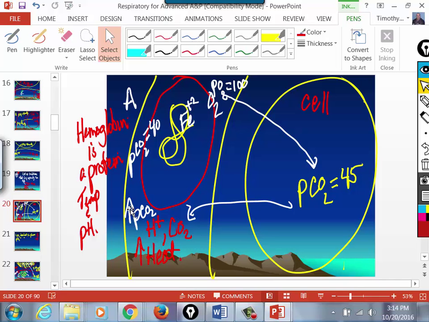Where do you find high PCO2, low pH, elevated temperature, and low PO2? You find it at the cell and the systemic capillary. But when those conditions are throughout the body, something's going on, right? That's going to cause a shift in the oxyhemoglobin dissociation curve to the right. Do you follow that?